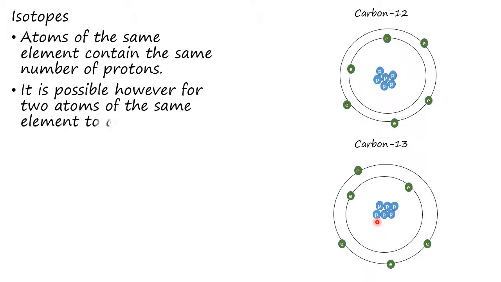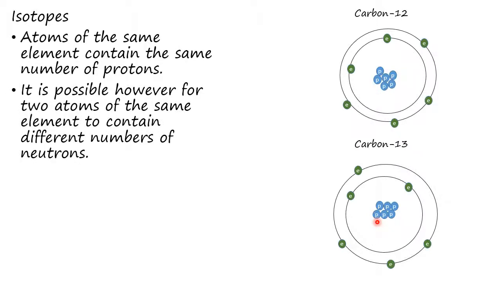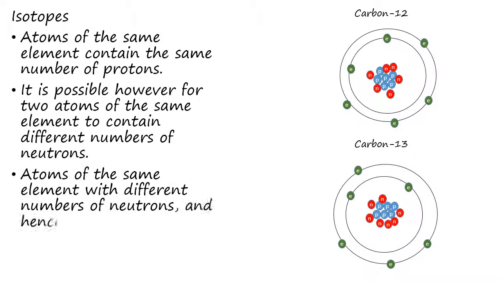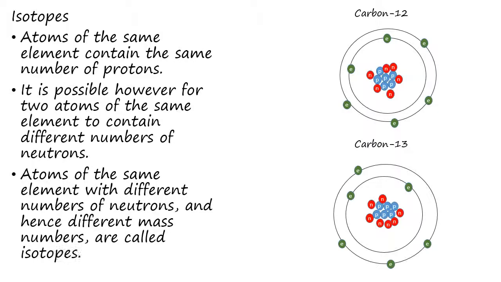It's possible, however, for two atoms of the same element to contain different numbers of neutrons. For carbon 12, since it has a mass number of 12, it has 6 neutrons and 6 protons. But carbon 13 has 1 extra neutron. Since it has a mass number of 13, it has 7 neutrons and 6 protons. So atoms of the same element with different numbers of neutrons, and hence different mass numbers, are called isotopes.